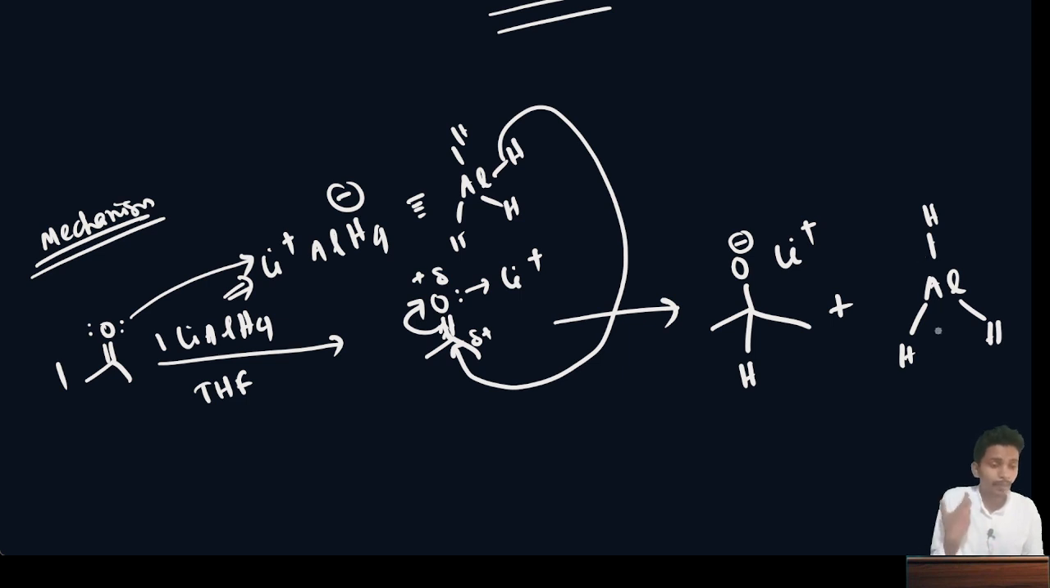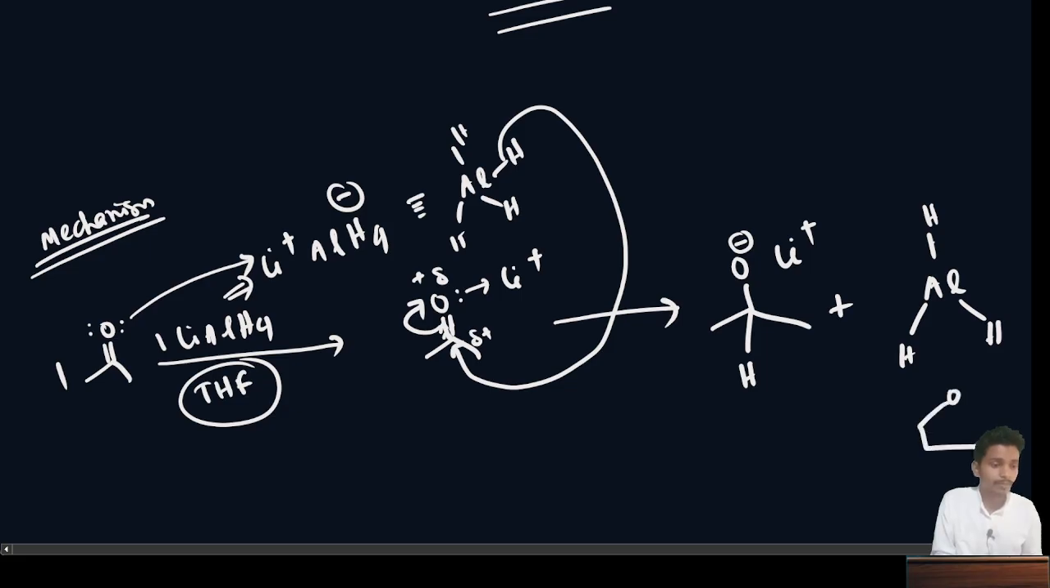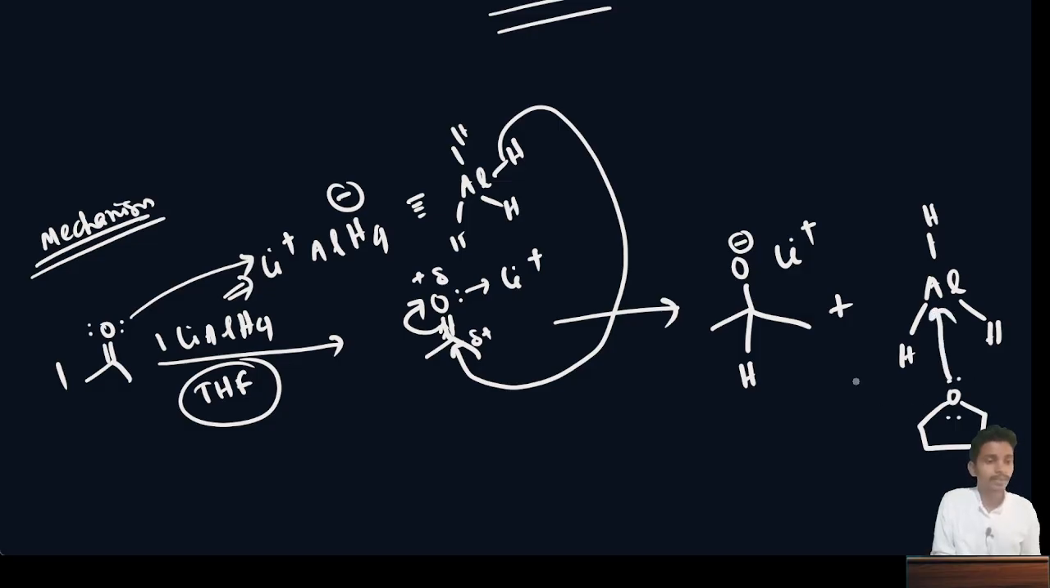This is fulfilled by the solvent we have taken, that is THF. THF is in this form. Here the lone pair will make a coordinate bond with this aluminum. For this reason, this aluminum species is soluble in the solvent THF, because they are coordinately bonded.